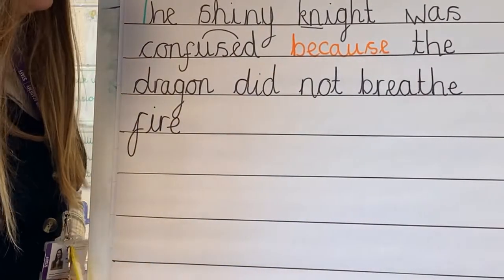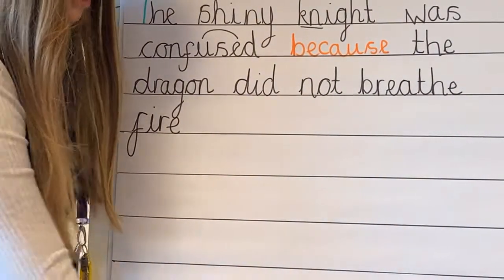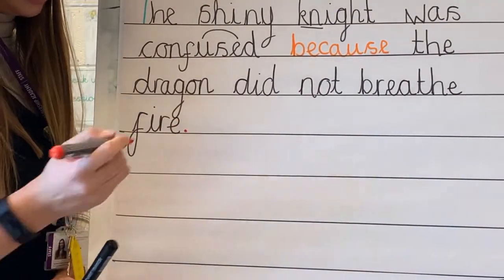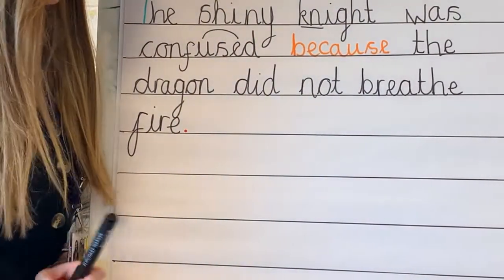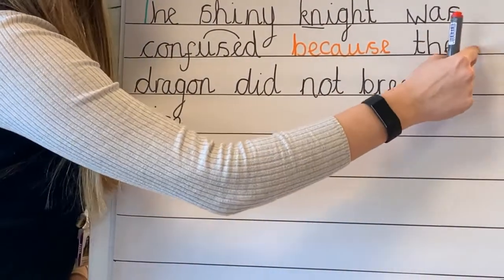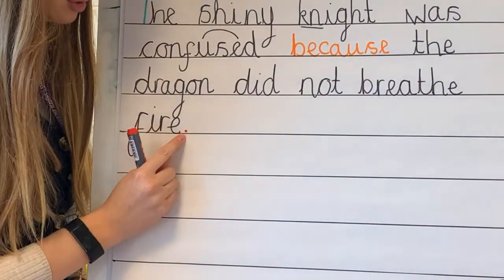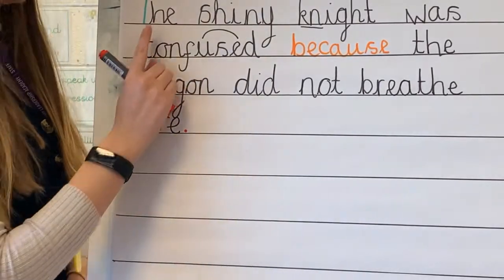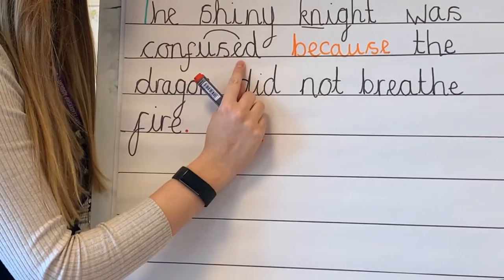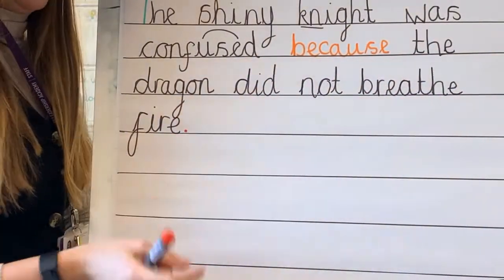So we've talked about how the shiny knight was feeling. And on the end we need a full stop to show that our sentence is finished. Your full stop might not always end at the end of a line. Lots of us like to put full stops on the end, but actually my sentence finished over here, so I'm going to put a full stop right after the last word. Let me check my sentence. The shiny knight was confused because the dragon did not breathe fire.